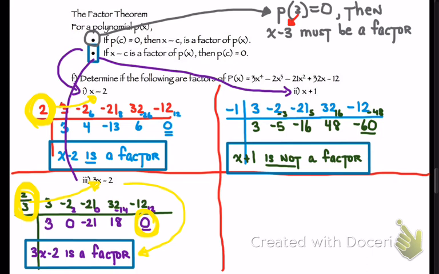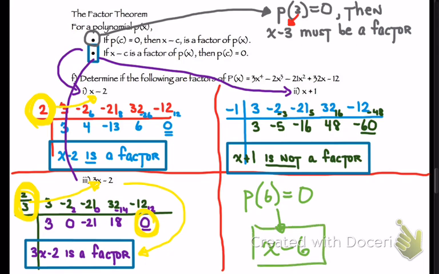Hopefully, you got that. Think about this. What if I told you p of 6 equaled 0? What would the factor of that then be? Well, you'd tell me, okay, the factor would then be x minus 6. Hopefully, that's going to help you get through this. Remainder theorem, factor theorem, understand the difference between the two of them, and good job.